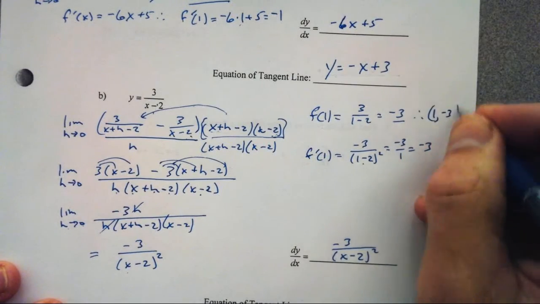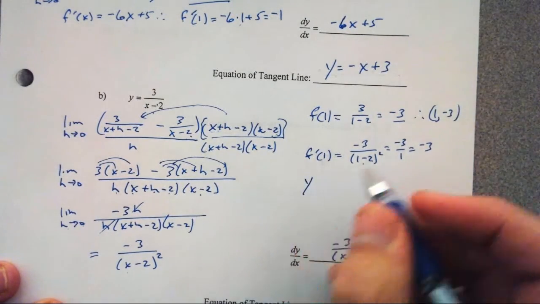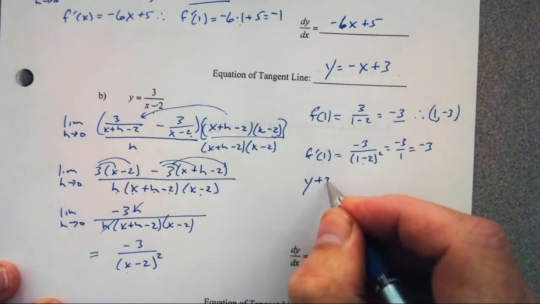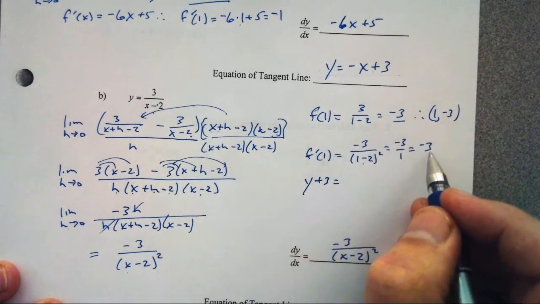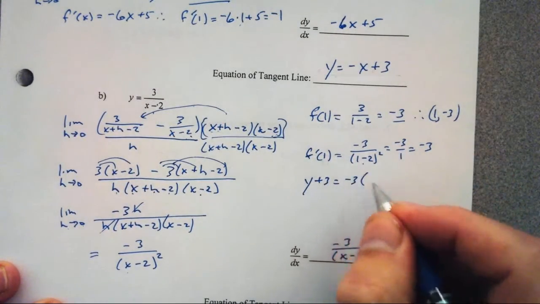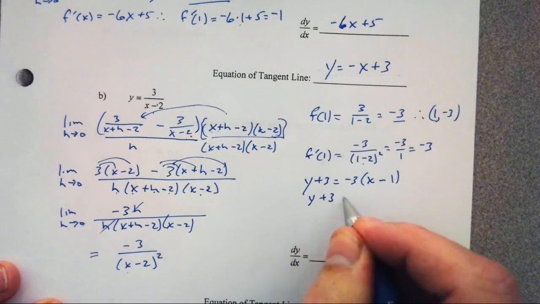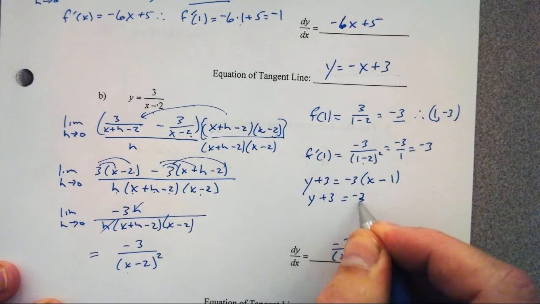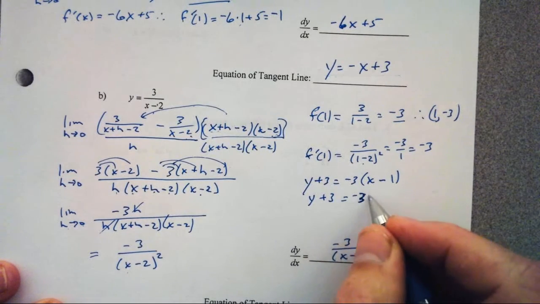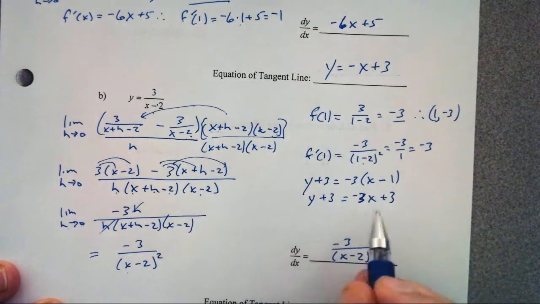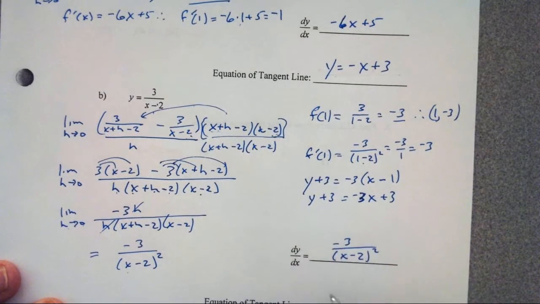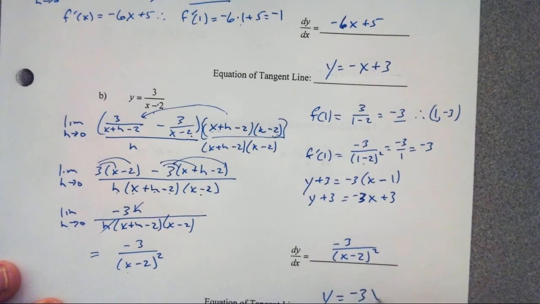So my tangent line, this implies we have the point (1, negative 3). So my tangent line is y minus the y coordinate equals slope negative 3 times x minus the x coordinate, or y plus 3 equals negative 3x plus 3. Subtract 3 on both sides, and I get y equals negative 3x.